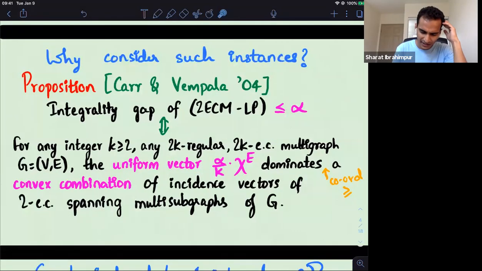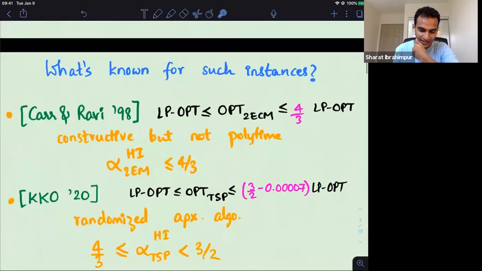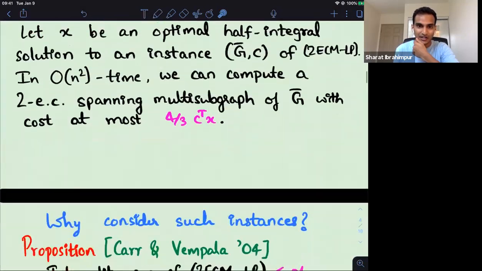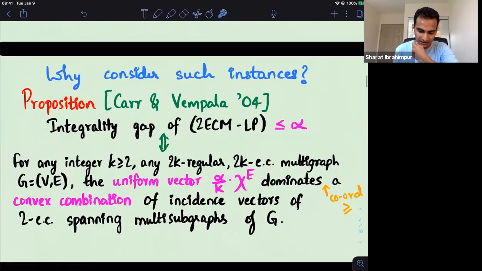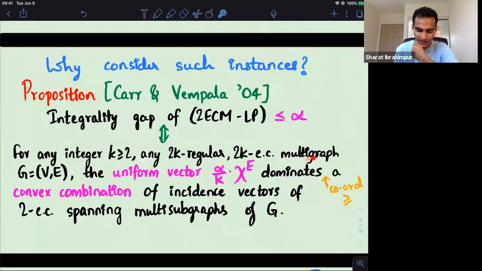Because it's the simplest case that arises in some sense. Like, the graph induced by half integral solutions are 4 regular, 4 edge connected. But maybe we might never show that half integral instances are the hardest instances. Maybe that's not the case. But if we can still show this, then this is like trying to make partial progress in the problem, if we can go via this route.